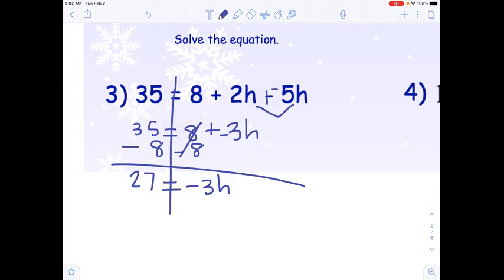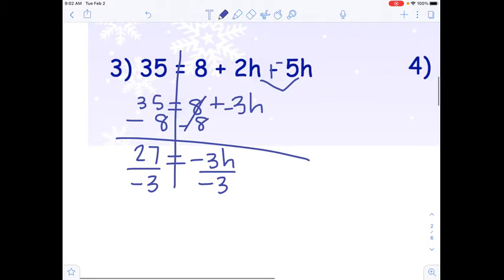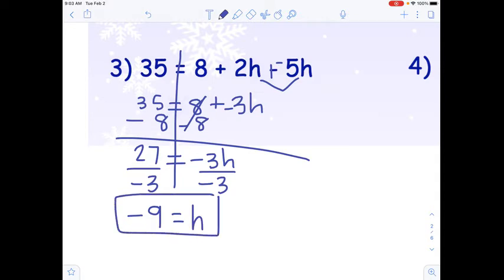Okay, so we've gotten rid of that constant. Now we need to get rid of the coefficient. Right now we have -3 times h. So I'm going to divide both sides by -3. The opposite of multiplying by -3 is dividing by -3. 27 divided by -3 is -9. And then -3h divided by -3 would just be positive 1h. So I'm just going to write that as h. So -9 equals h.